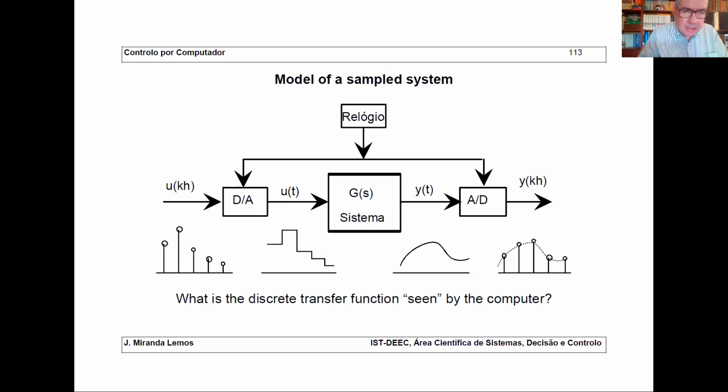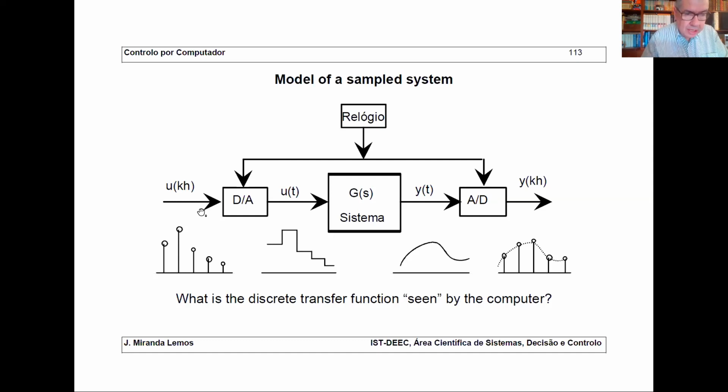Okay, so let's start with today's subject. The main subject is how to model a sampled system. So you have a linear time invariant system with a transfer function that I assume I know, G of s. And I put a DA and an AD. The samples are synchronized by a clock, that is to say, this clock generates a square wave, and the rising times at the beginning of each period of the square wave start taking DA and AD samples in the way that we have explained before.